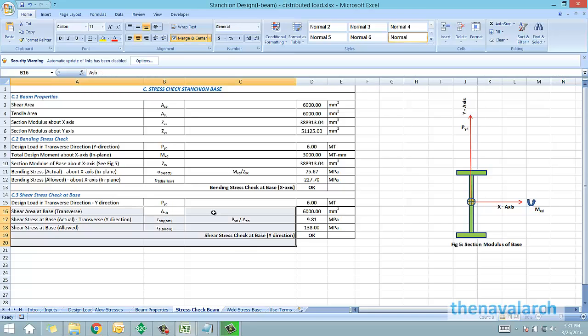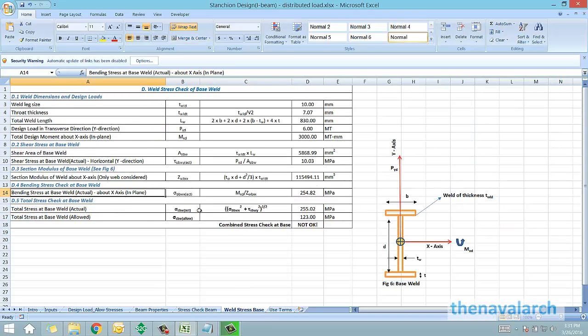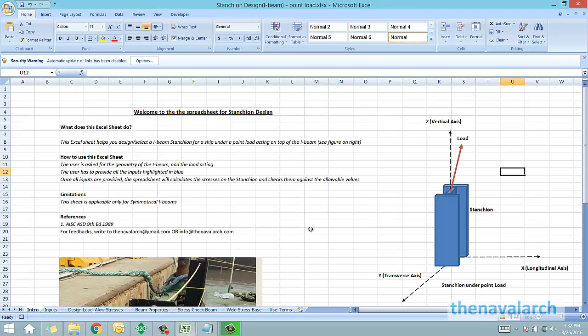Next is the weld stress at base. For the weld also the shear stress and the bending stress are calculated. This spreadsheet can be used for the case when there is a distributed load on the stanchion. There is another spreadsheet which can be used for the point load case.